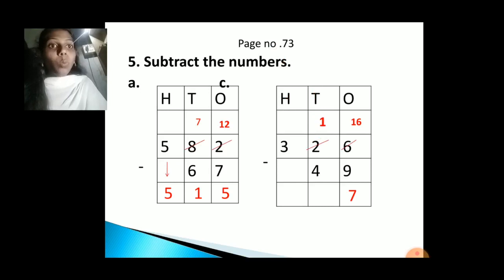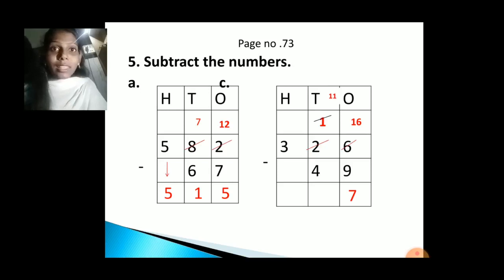Now 1 minus 4. Is it possible? No. Why? Because 1 is smaller than 4. Now 10 will borrow from the 100 place. So we will cut 1 and instead of 1 what we will write? 11. Right?